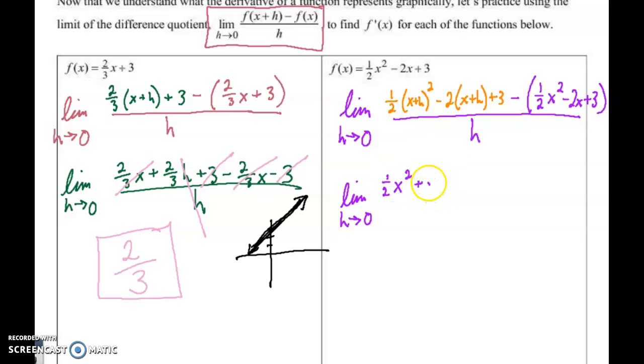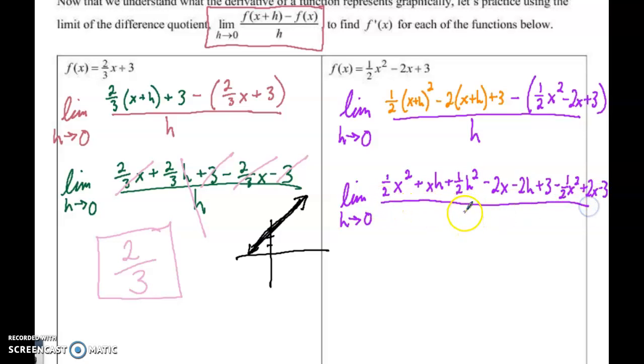If you don't like how fast I'm doing this, then please, by all means, work it out and then double check that I have the same answer. Pause the video if you need to. So what you'll notice is the 1/2 x squared will cancel out with this. Let's see, minus 2x will cancel out with this. 3 cancels out with this.